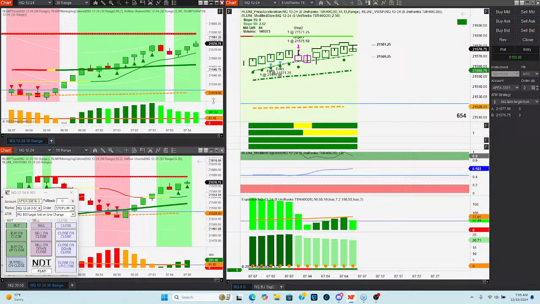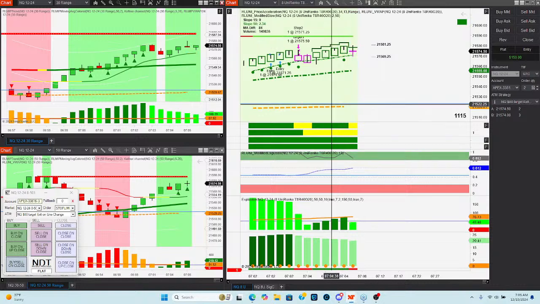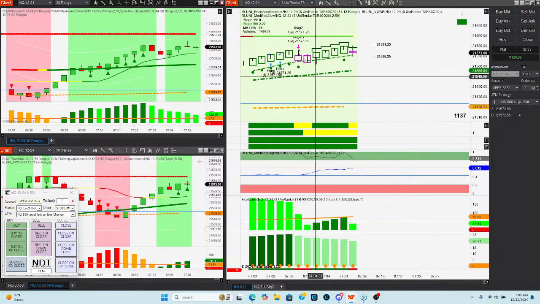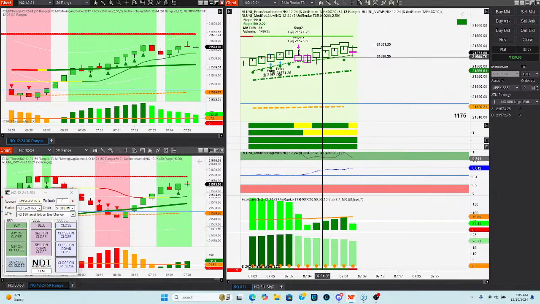But green brush, everything looks good here. I don't have my quants where I want them. The gear is definitely not getting my acceleration dots. So that just tells me it's just kind of flopping along right here.